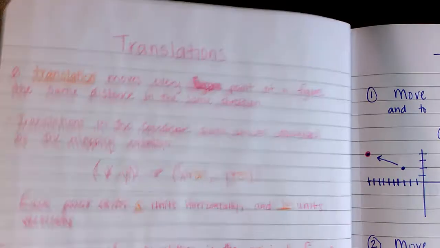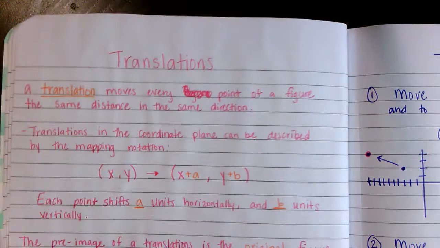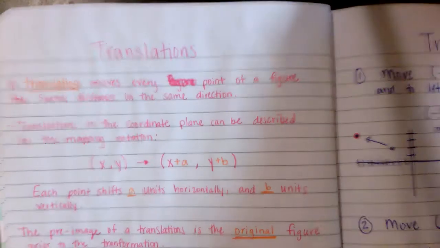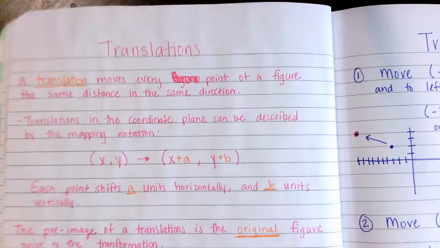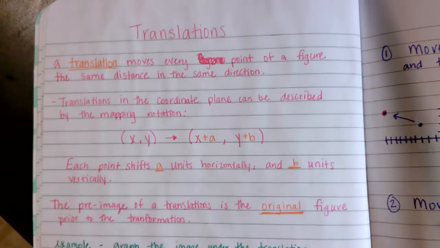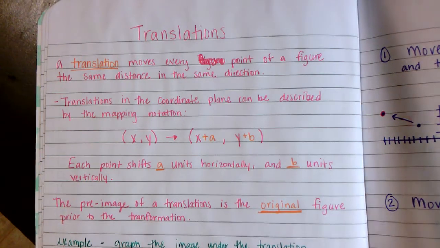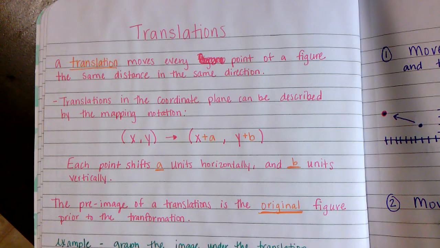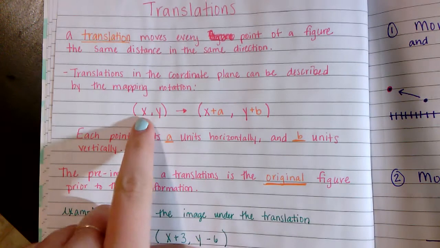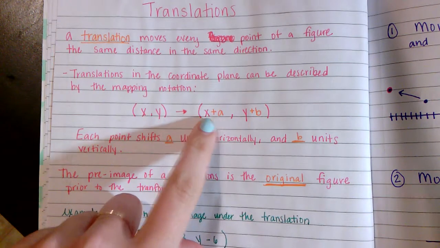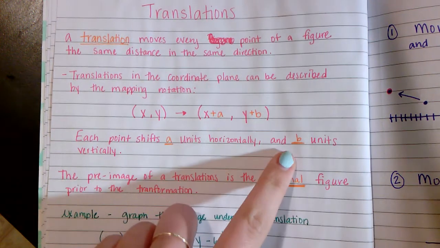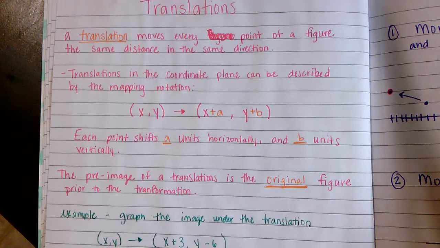I can't remember what day it was exactly. Last week we talked about translations. So there's different ways you can move shapes or points on a coordinate plane. And we talked about translations, which is where you move every point of a figure the same distance in the same direction. So you're going to move your x coordinate a number of spaces and your y coordinate a number of spaces, represented by A and B, however many units you decide.